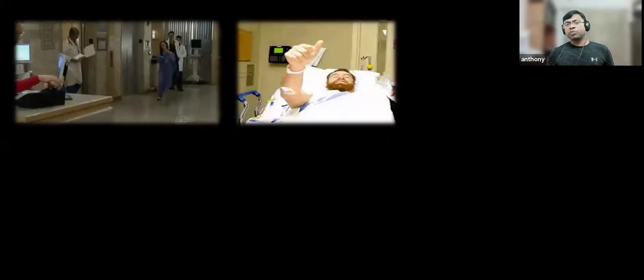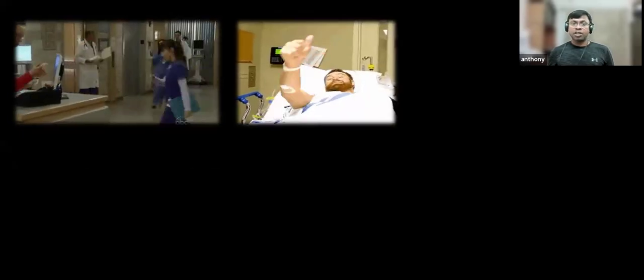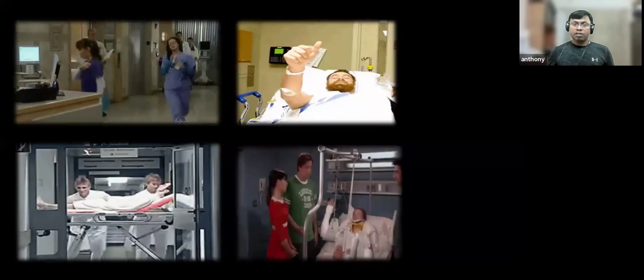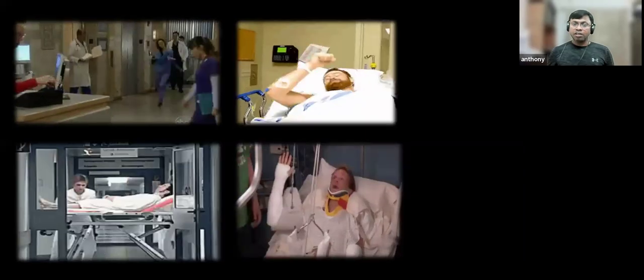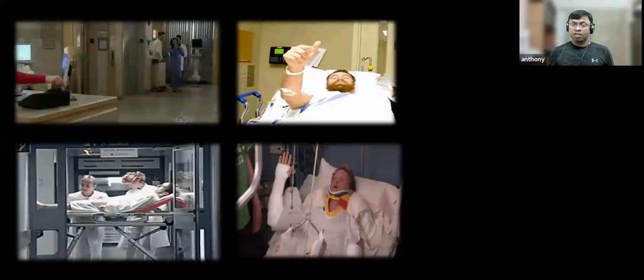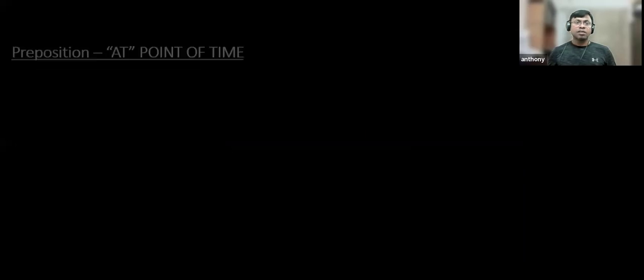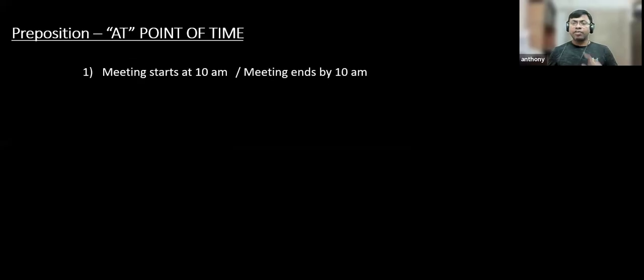Fine. She arrived at the hospital. He is in the bed. He is in the hospital. She's running in the corridor. She's running in the reception area. The patient arrived at the hospital. Patient arrived in the hospital, no. People came to see their friend in the hospital. Fine. They were standing at his bed. No point of time. At we use for places, for a point.